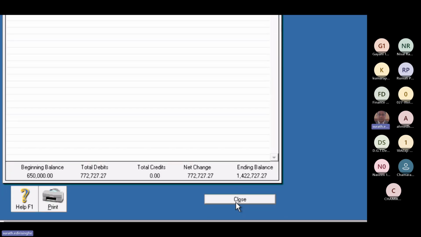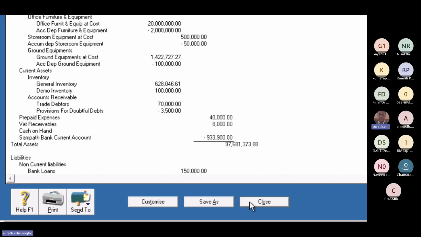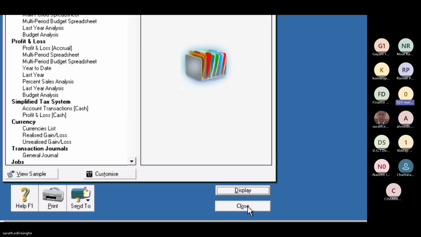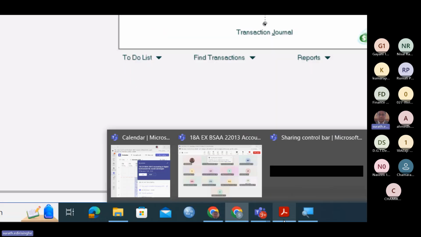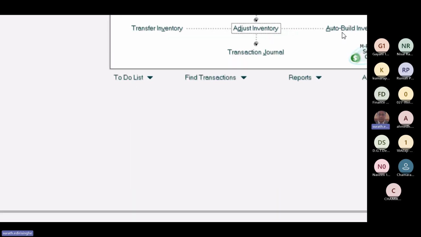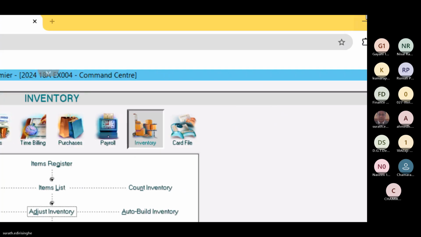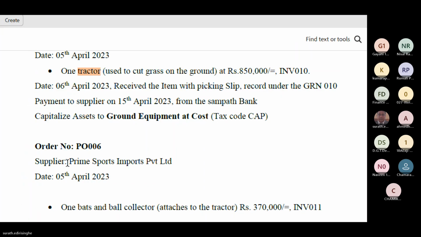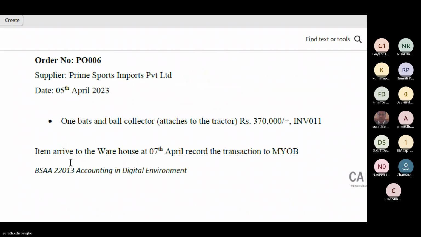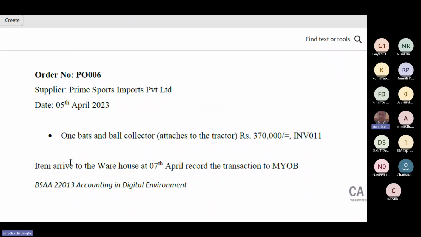Shall I permit to go to the other transaction by all? Okay, sir. Move to next one, sir. Okay, thank you. Right, now you look at the next transaction. Order number 6. Read this transaction.